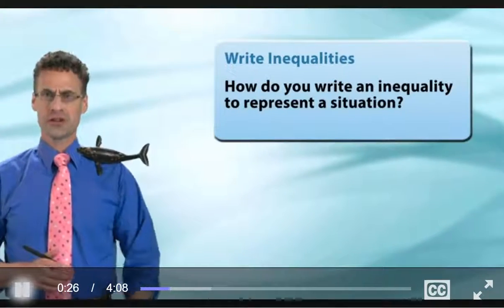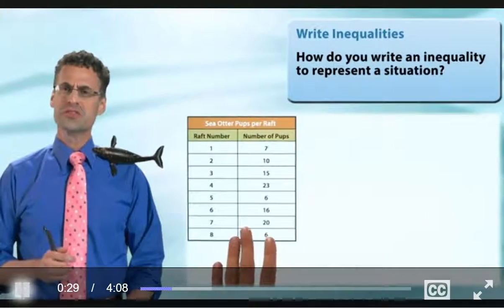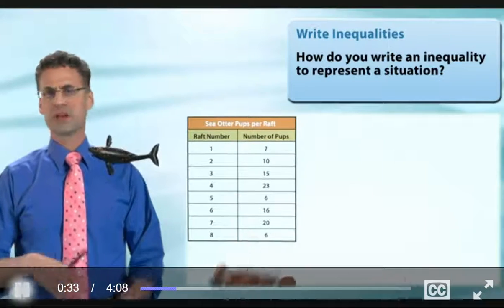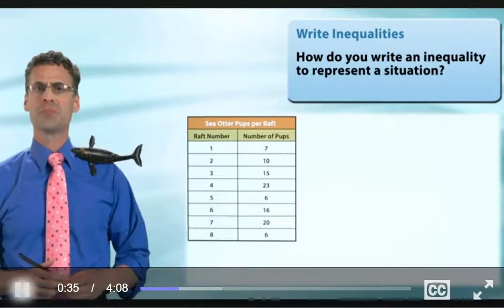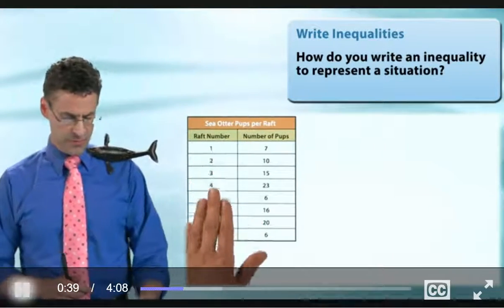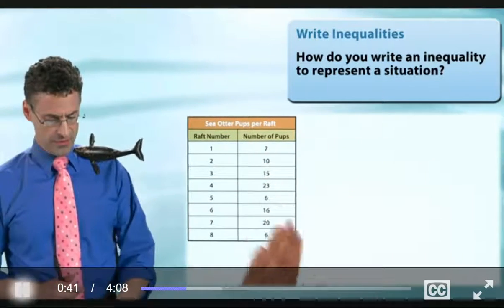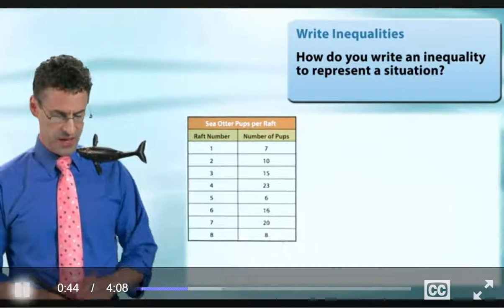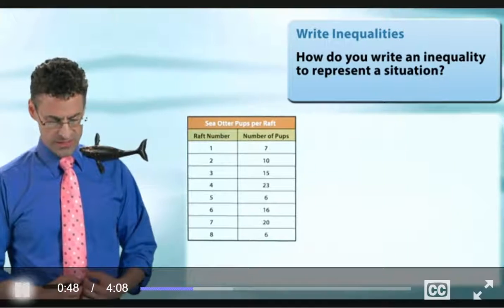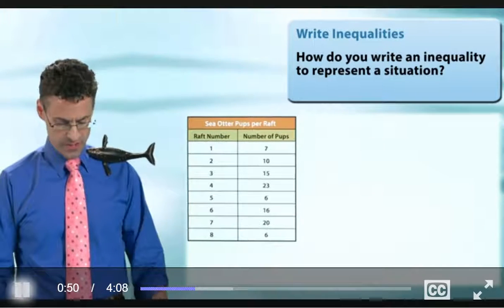So here's a chart, and what I want us to do is to use this chart to write two inequalities that represent some kind of generalizations about the number of sea otter pups per raft. So you see here are the different raft numbers, and these are the number of sea otter pups that are actually on each of the rafts. So let's see if we can actually write two inequalities that capture some information about them.